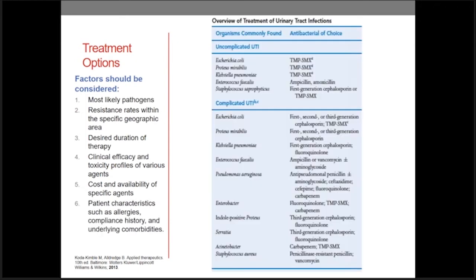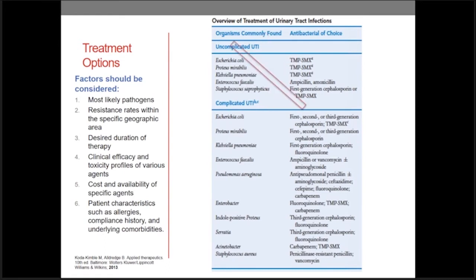Here we can see a very nice table that shows an overview of the treatment of UTI. It shows uncomplicated UTI, the most common causative pathogens, and the drug of choice to treat each pathogen. For example, if we have Klebsiella pneumoniae, the most effective choice would be bactrim. And there is another table that shows the recommendations of the Infectious Diseases Society of America guideline.